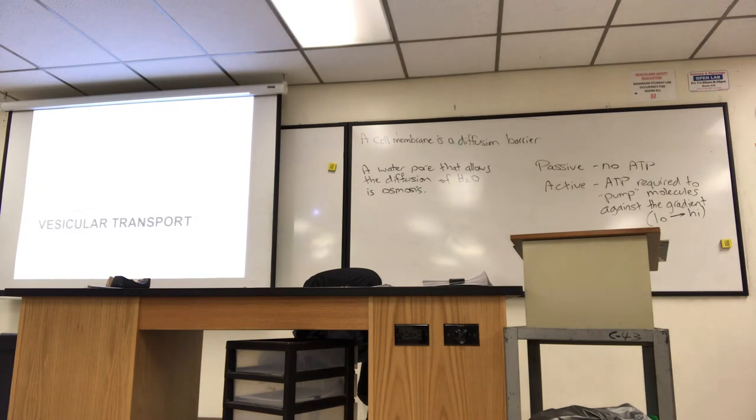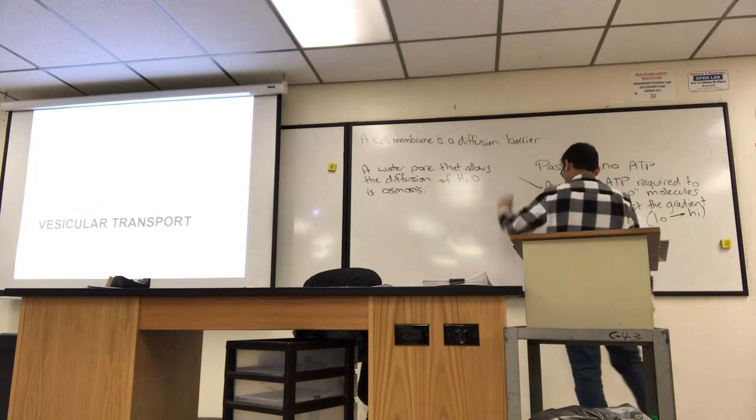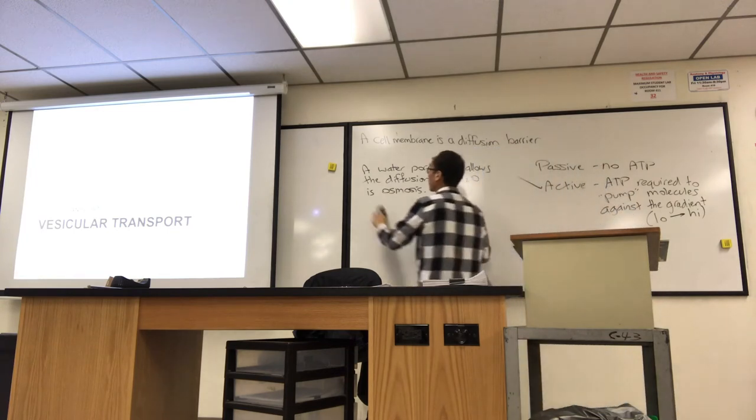Well, there's different kinds of active transports that we see in cells. And as a category, the biggest category of active transport is vesicular transport, where you're moving liquids or substances in bulk. So vesicular transport is active transport. We define it here.